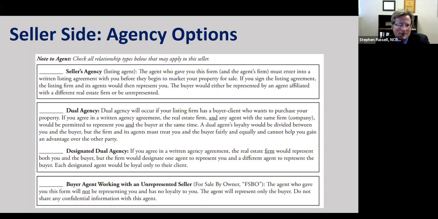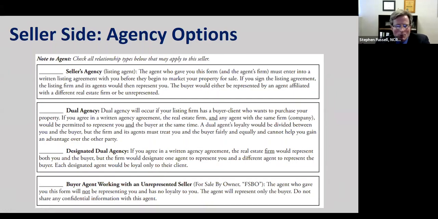Do not share any confidential information with this agent. And as you saw in the overview on the previous slide, underneath this section is a note to the seller, informing the seller that if they want additional information about agency types or about broker services or obligations, they can refer to that Q&A brochure that they can either get from the commission's website or from you.